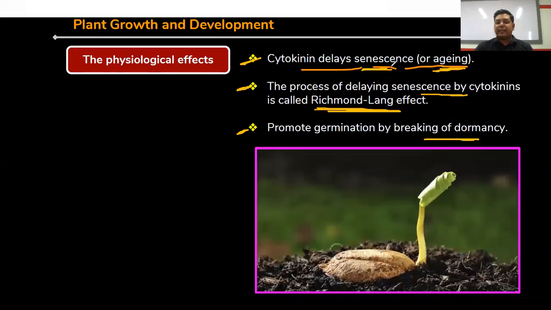Cytokinin delays senescence or aging. Now, what is the meaning of senescence or aging? Senescence means simply aging, the same thing. In humans, in all animals and all plants, the aging process is universal. In humans, we come from the child stage, then enter adulthood, and after adulthood we enter old age. Like this, each and every living organism shows senescence or aging.